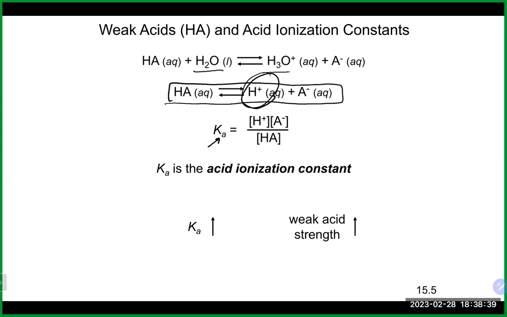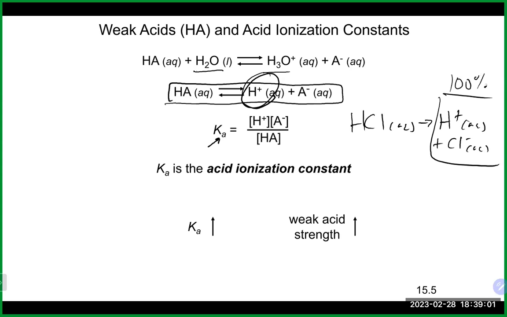Can we have a Ka value for a strong acid? The answer is no, because if it's a strong acid, it's a one-way street. Everybody, like HCl, is basically going to the product side, right? So in solution, you have 100% of these guys. There's nobody going back the other way, so you don't have an equilibrium.